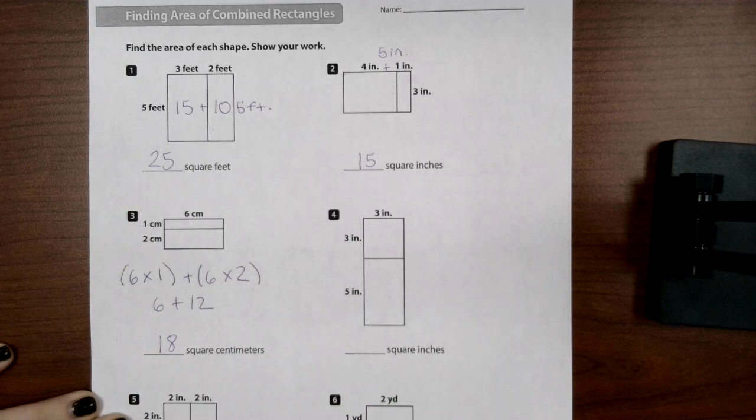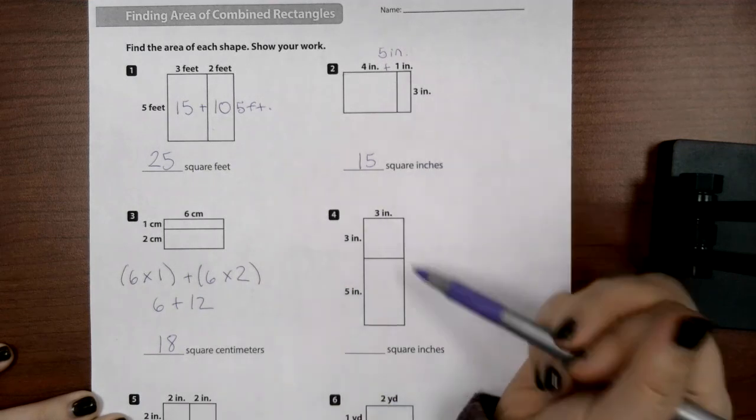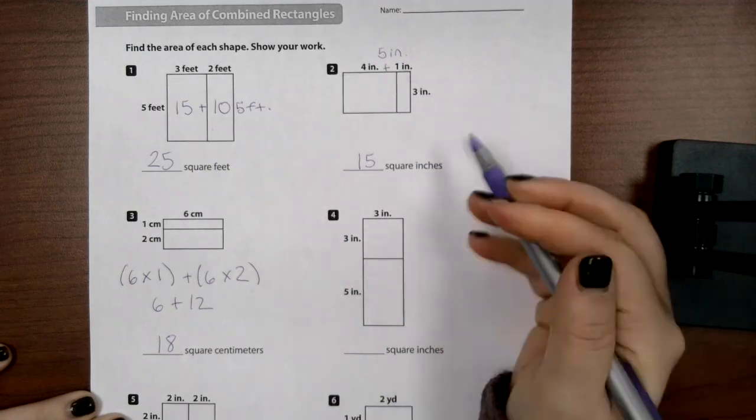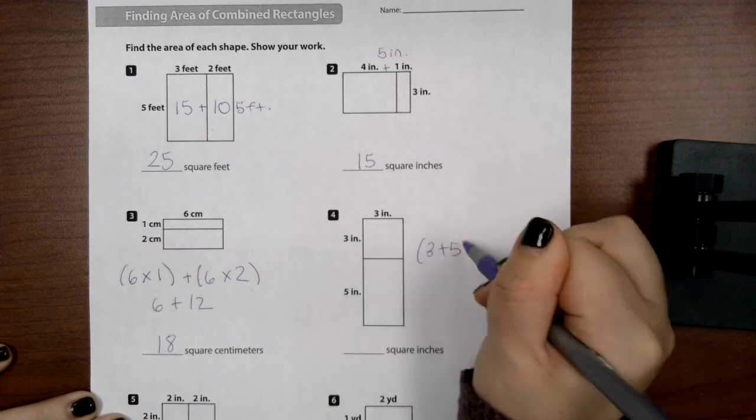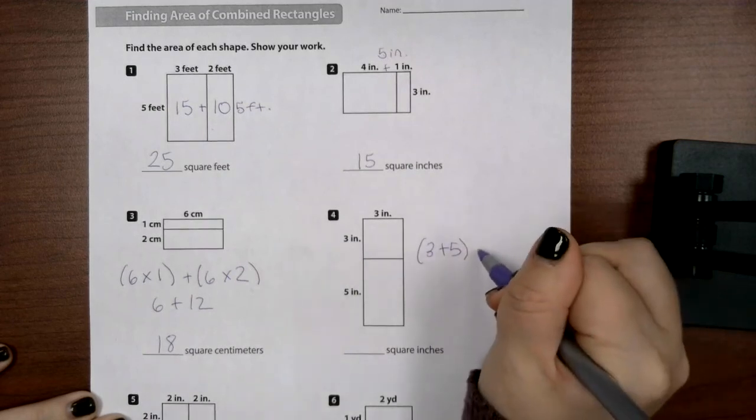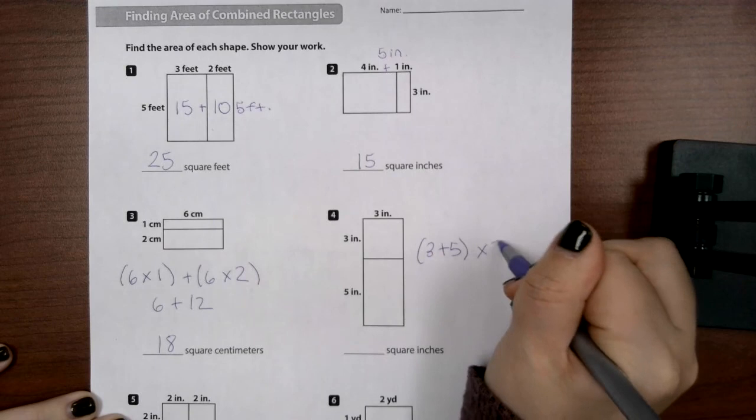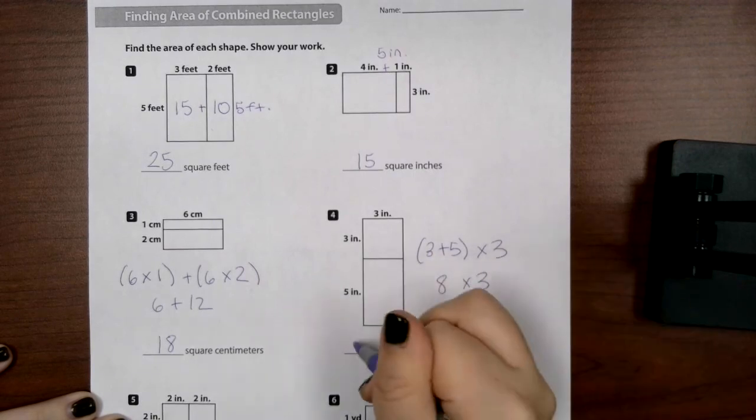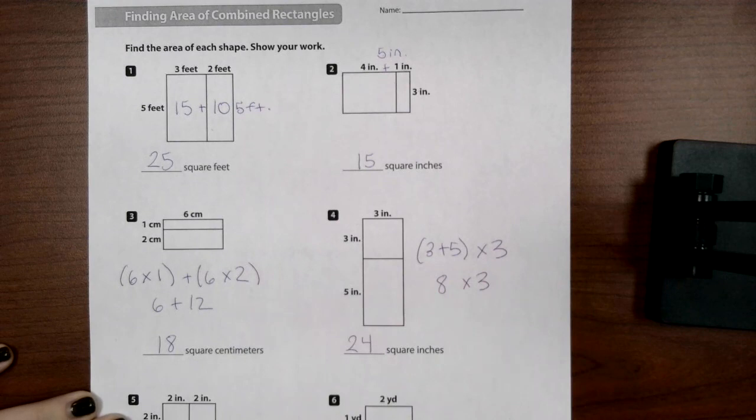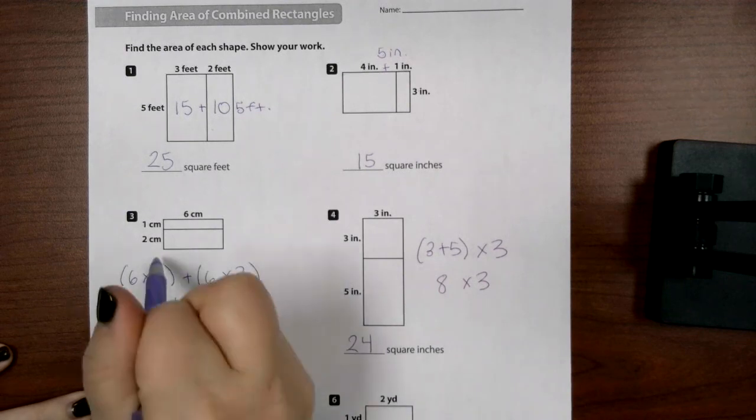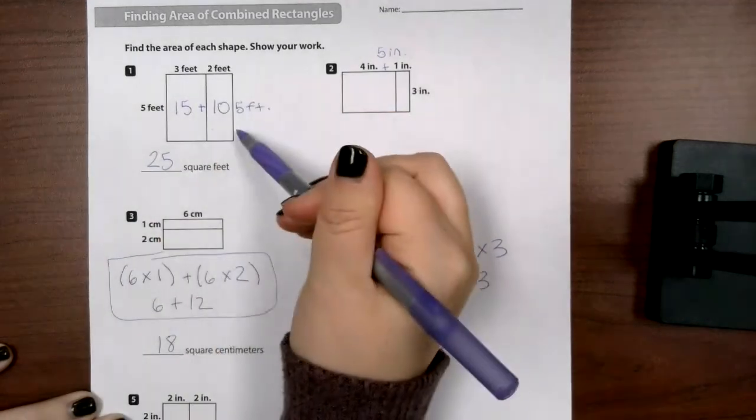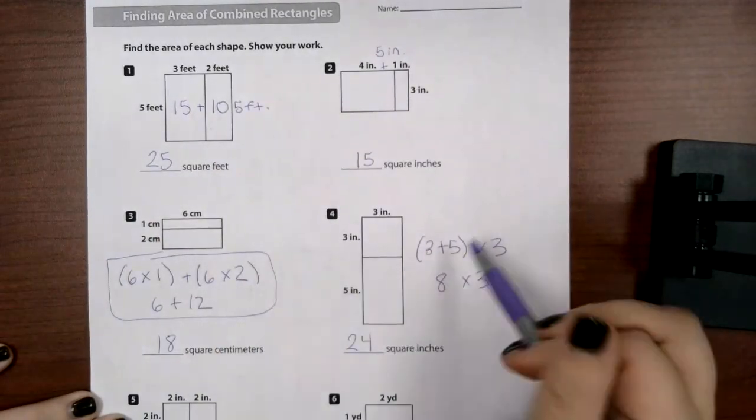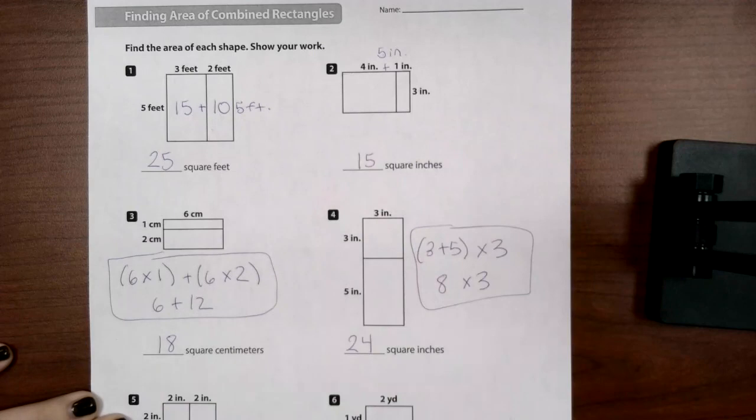Okay? And now I'm going to show you the work for this type of strategy up here. So first I'm going to do 3 plus 5. I'm going to put my parentheses around it so I remember to add it first, and then I'm going to multiply by 3. 3 plus 5 is 8, times 3 is 24 square inches. And that's it. That's all I have to do. So this is an example of how the work should look for this strategy and how the work should look for this strategy. Okay, I hope this makes a little bit more sense.